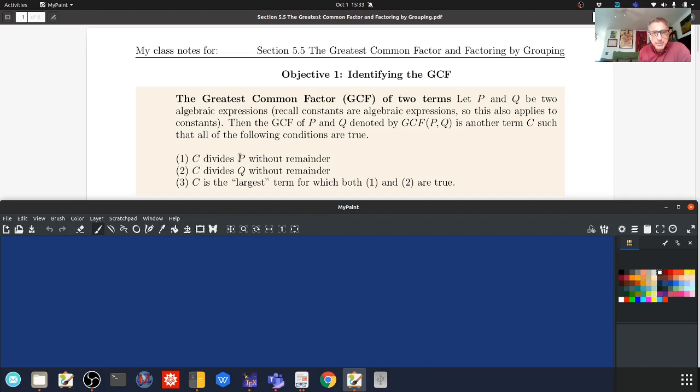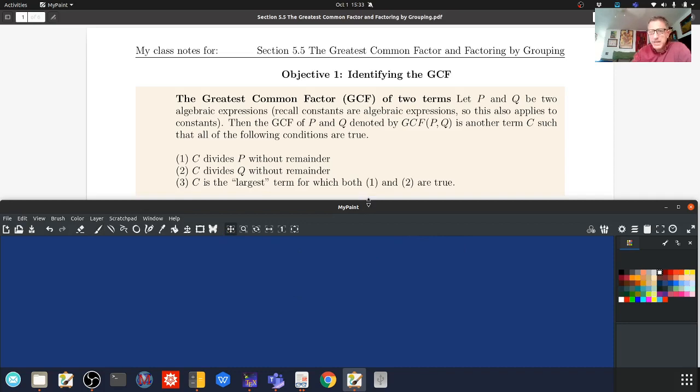C divides P without remainder, C divides Q without remainder, and C is the largest term for which both 1 and 2 are true. So what does it mean to divide something without remainder? If I divide 20 by 5, I get 4, remainder 0. Sometimes we just say it evenly divides.